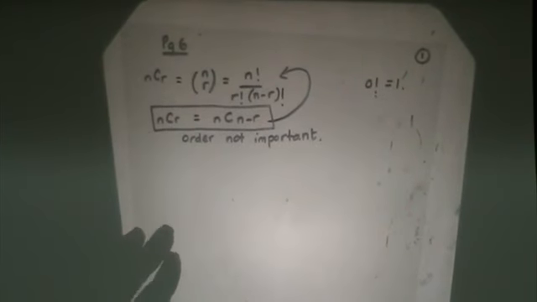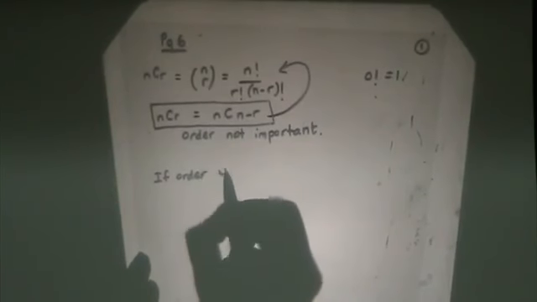That's if order is not important. So if I said to you the number of ways to choose 6 people out of 10, you would say 10 choose 6, right? No order. Order is unimportant at that point.